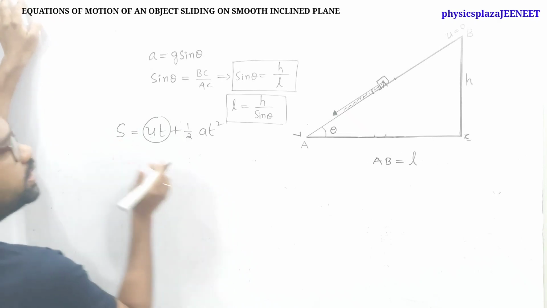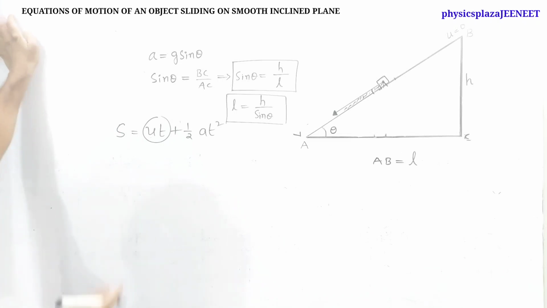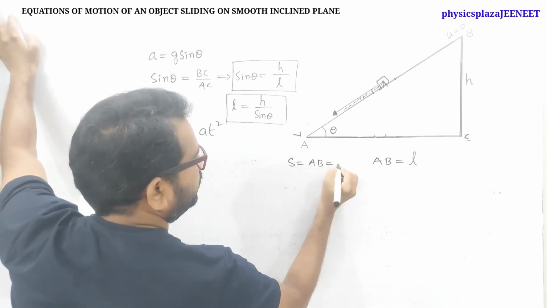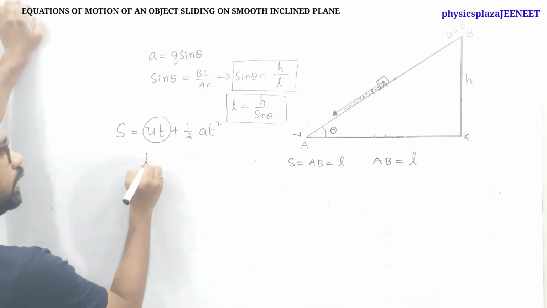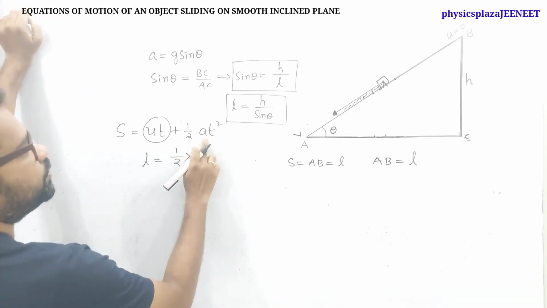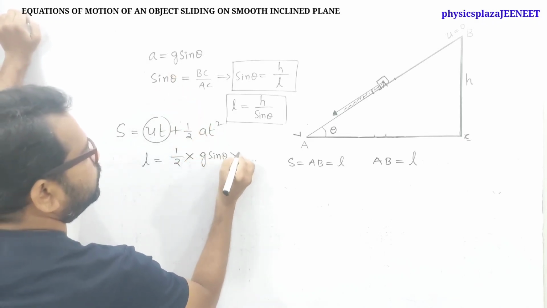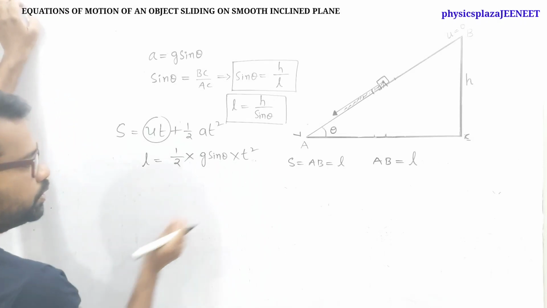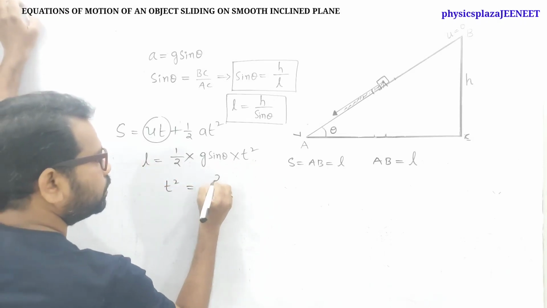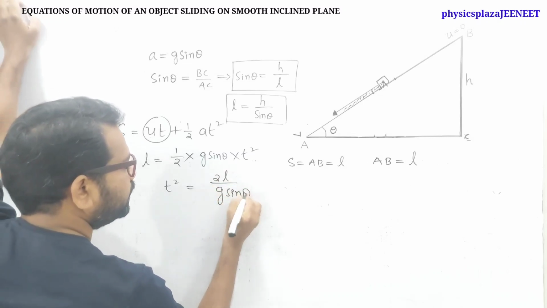So here S is what, children? S is nothing but the distance traveled. Try to understand, S is equal to AB, that is L. So here L is equal to half into a, and the value of a we got is g sine theta, into t square. So make t square the subject: t square is equal to 2L by g sine theta.